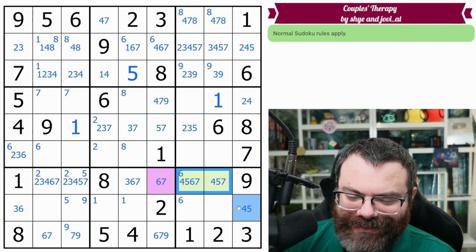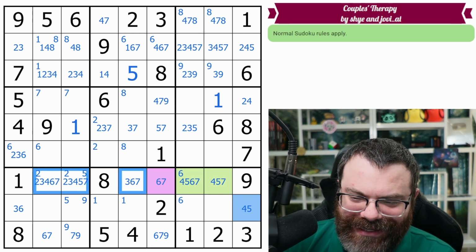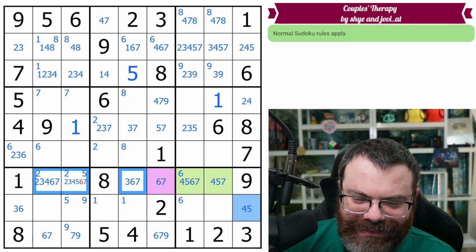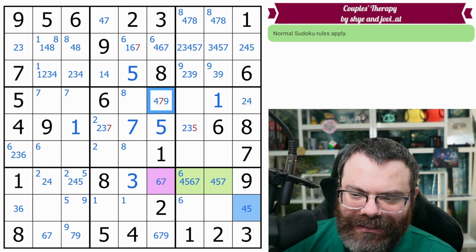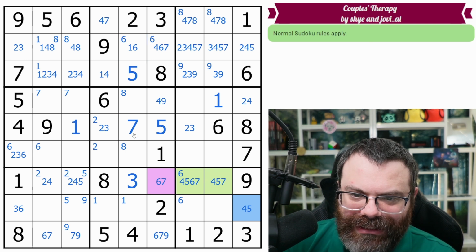Oops. Sorry, that's completely wrong. These can't be 6, 7. Wait. These can't be 6, 7. So that makes that a 3. These aren't 3s. That makes that a 7 and a 5. All right, it's a bunch of digits here. Or not a bunch of digits, a bunch of cleanup here.